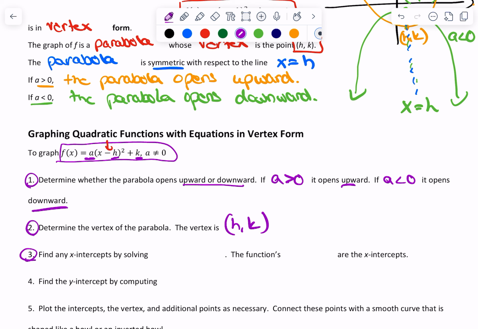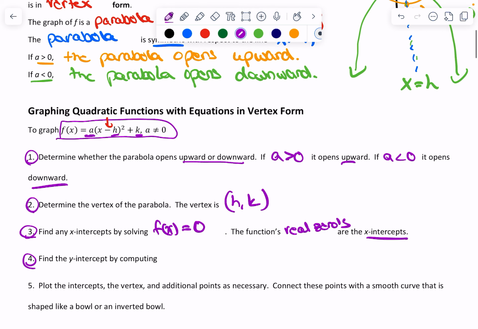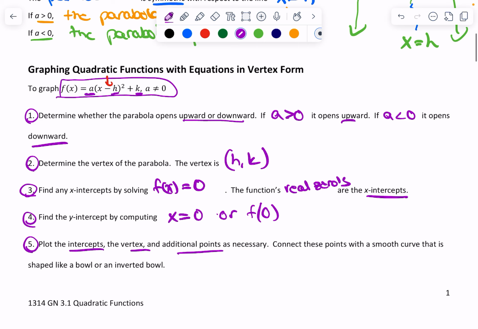Okay, step number 3 is find any x-intercepts by solving f of x equals 0. The function's real zeros are the x-intercepts. Step number 4, find the y-intercept by computing x equals 0, or f of 0. Same thing. Step number 5 is plot the intercepts, the vertex, and additional points as necessary, and then connect these points with a smooth curve that is shaped like a bowl or an inverted bowl.